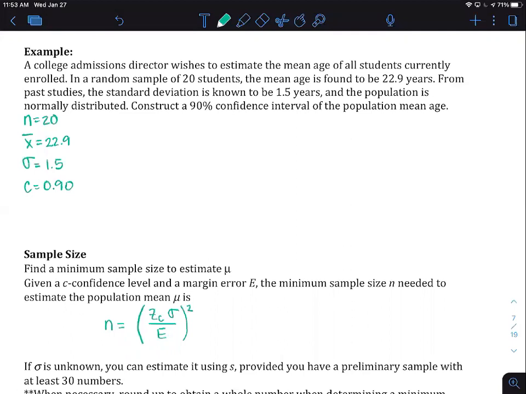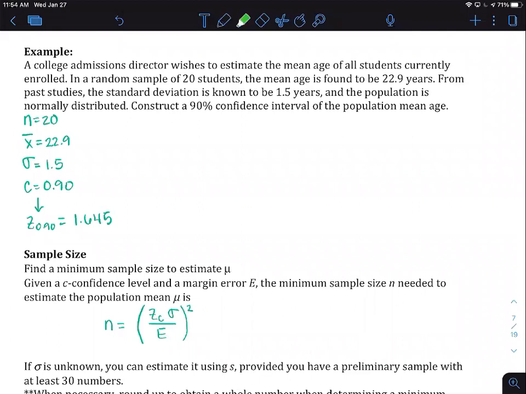Okay, so because we know our population standard deviation, we can use our normal distribution table. So our critical value, z of 0.90, is going to equal 1.645. And remember that came from the bottom of your Table 4.